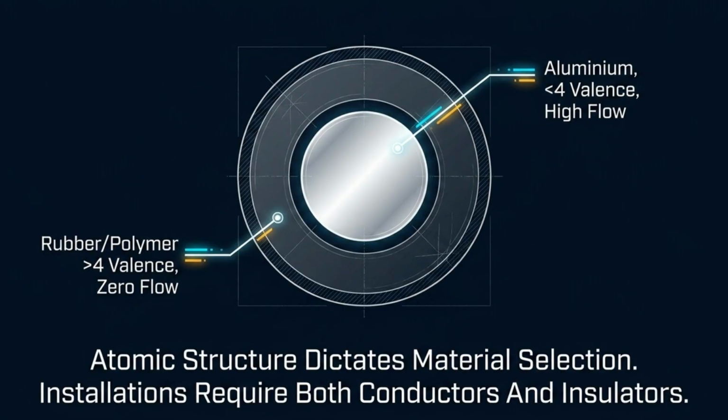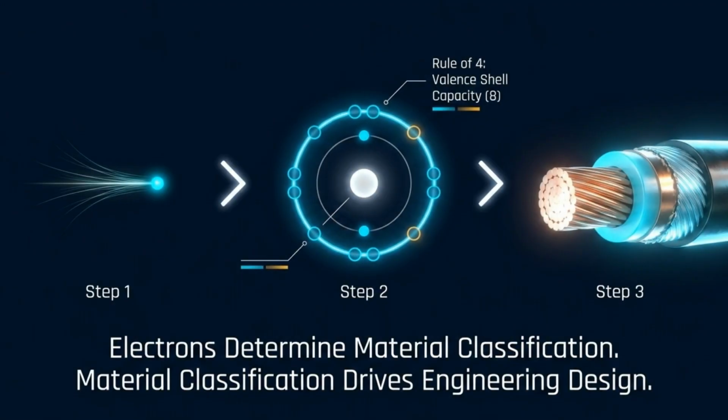Atomic structure dictates material selection in electrical applications. Installations require both conductors for high flow and insulators for zero flow. Electrons determine material classification, which in turn drives engineering design decisions.